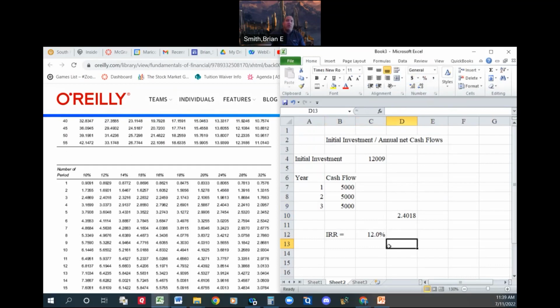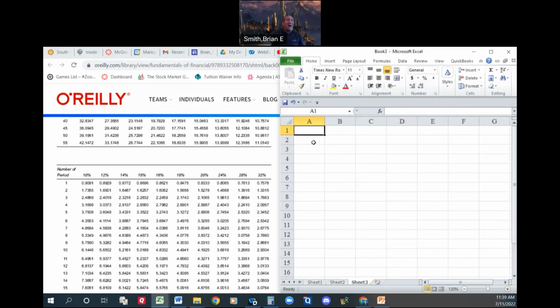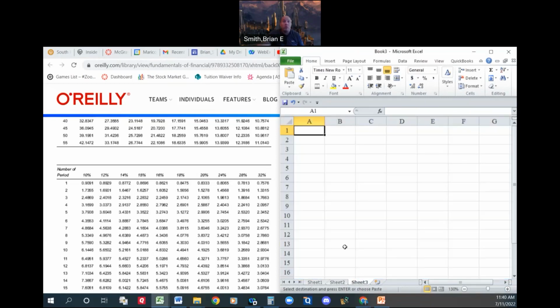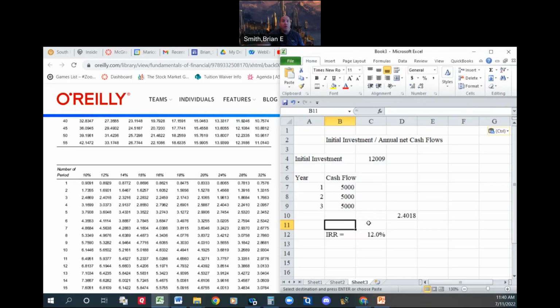What happens if we need to do it for unequal cash flows? Well, let's get into that. I'm going to create a new spreadsheet here. Basically, what we're going to be doing is calculating IRR, or getting our interest factor, I should say, from doing it algebraically. Let's use the function ability of Excel and go IRR.